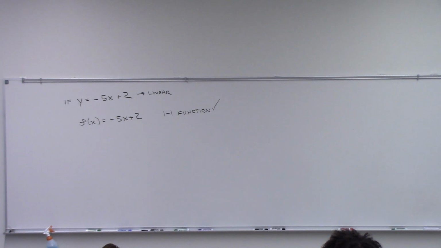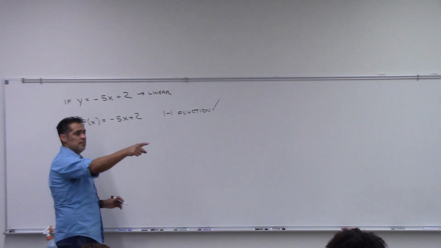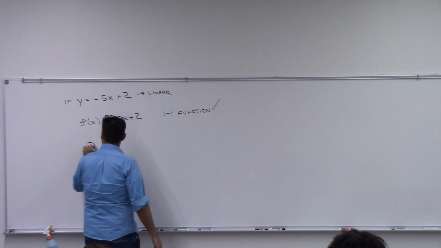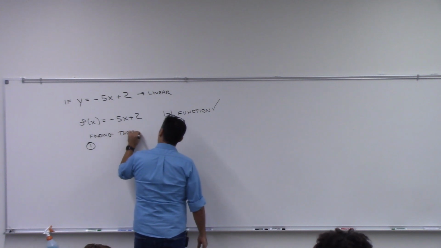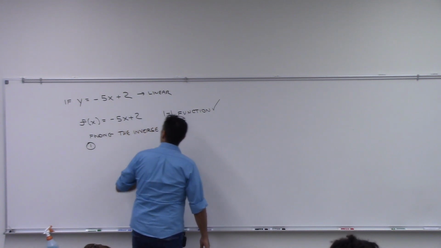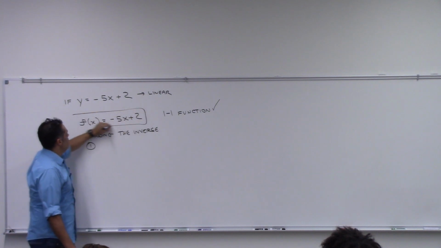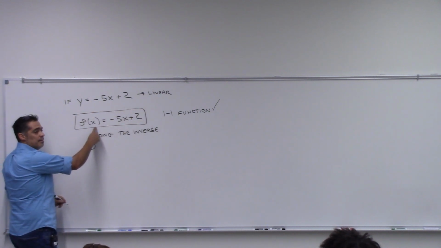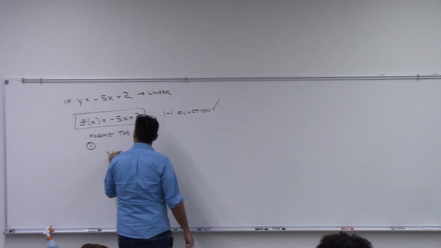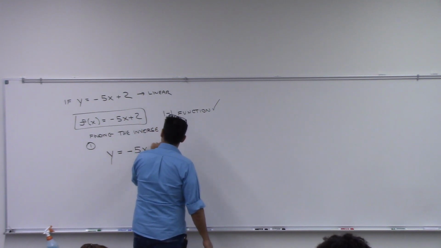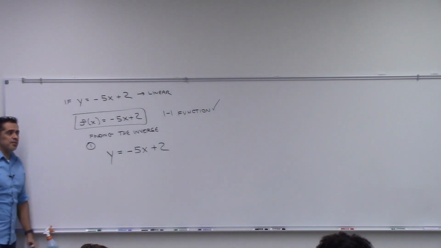Okay, now the question is, if it's one-to-one, then what's its inverse? How do we find it? How do we find the inverse? So here's the steps, right? The first step, what I'm doing here is I'm finding the inverse. The first step is take your function and replace f of x with y. Basically take it back to where it came from here. Just rewrite that. Y equals negative 5x plus 2. Right, that's your first step.